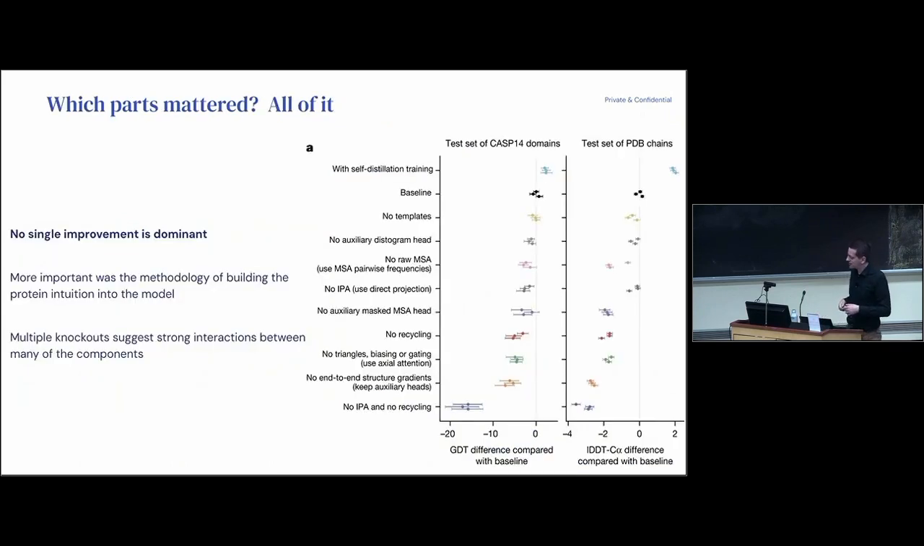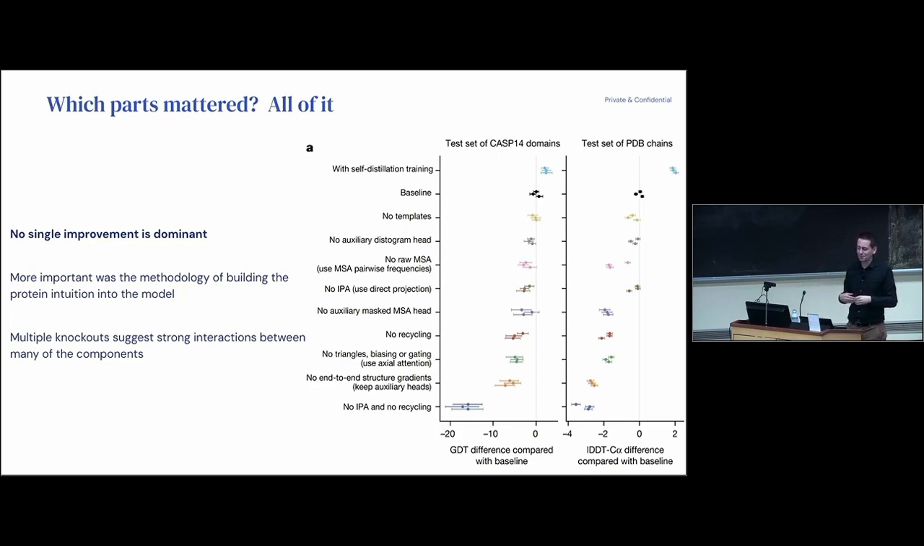Now, we got to the end of the project and were writing the paper. Which parts mattered? There were two answers here. One is, over the course of the project, of course, we saw what improved. We used a stable test set. What we found is that nothing was very big.